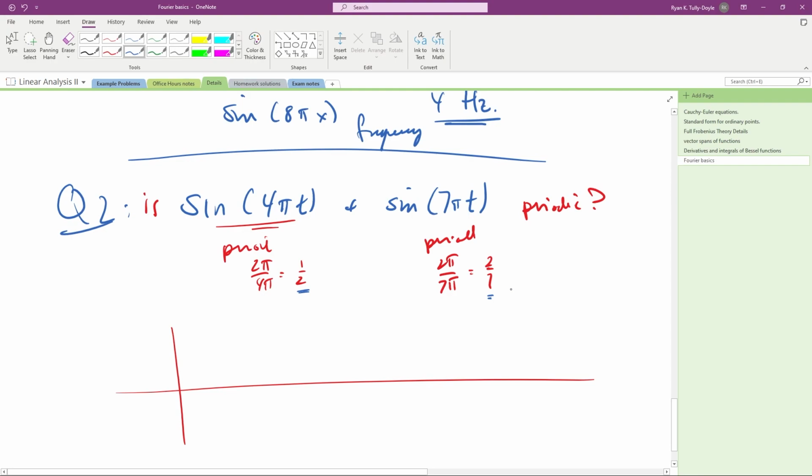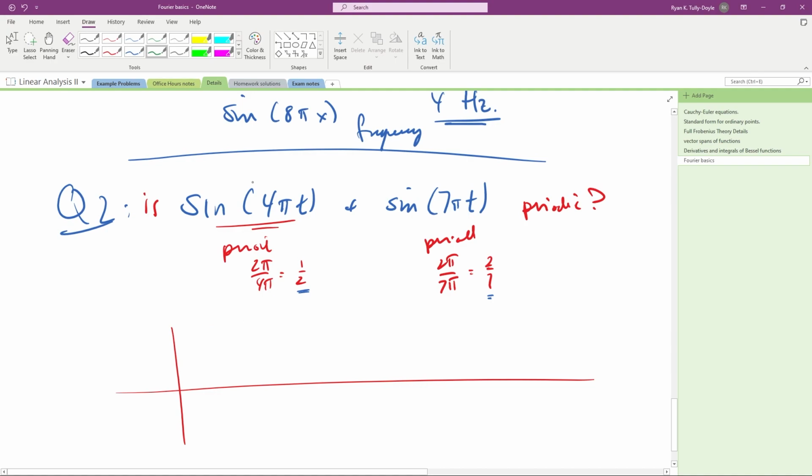And the answer is going to be yes, if you can find a way to multiply 1/2 by a number and multiply 2/7 by another number, and they land on the same number. If you can do that, then these functions will be periodic, and you'll know something about what the period is. So what do I mean?